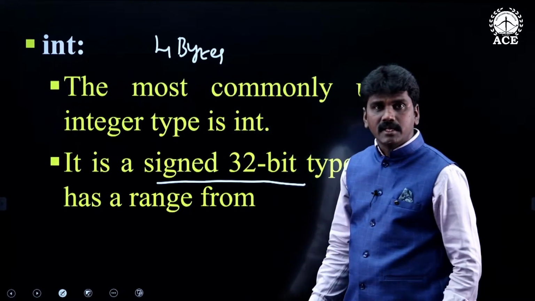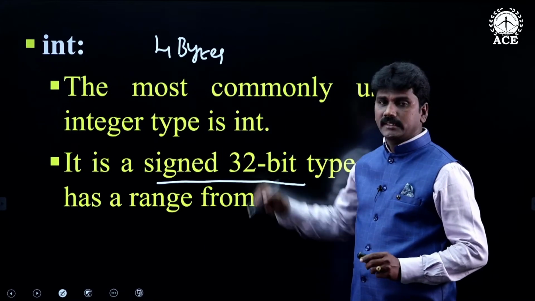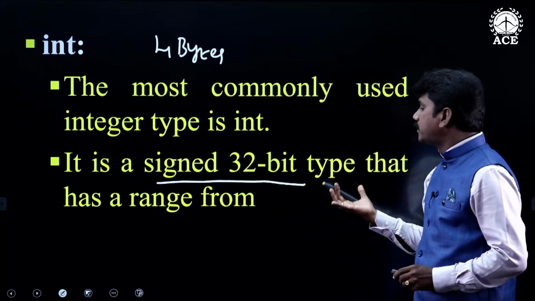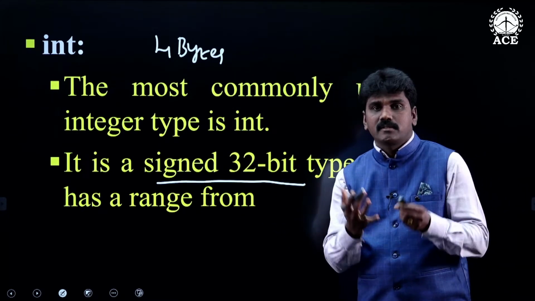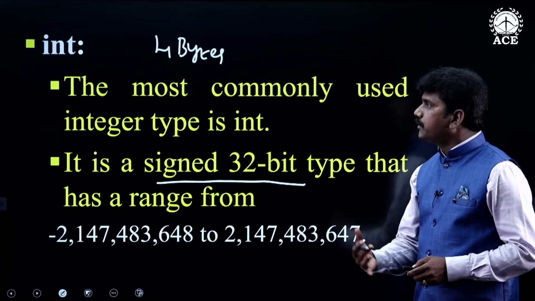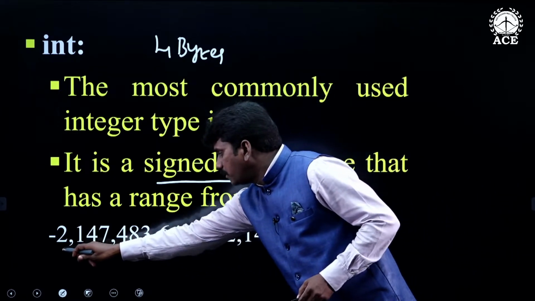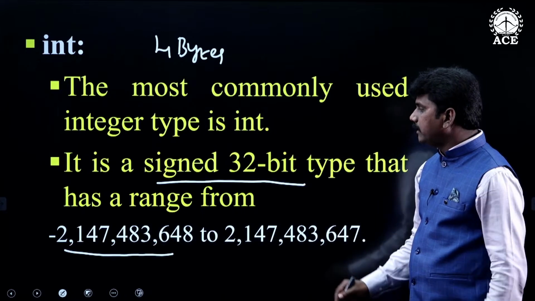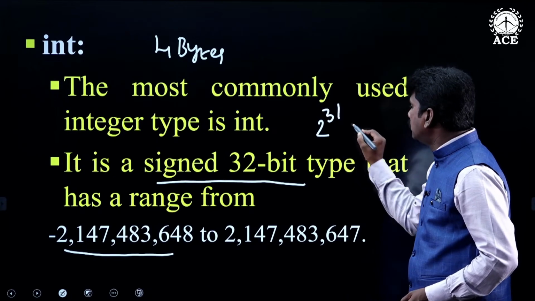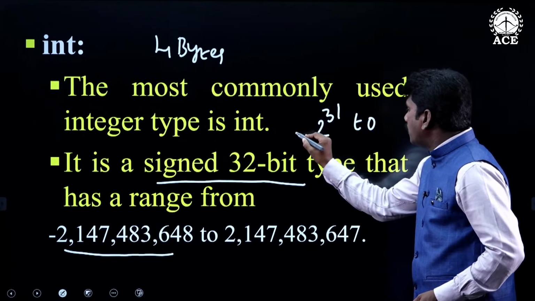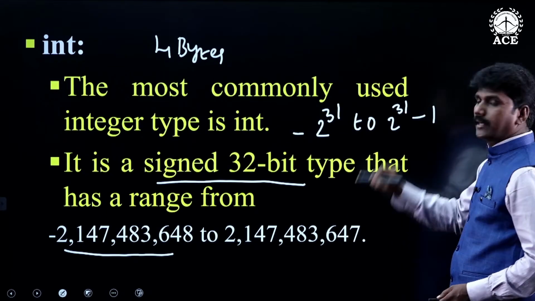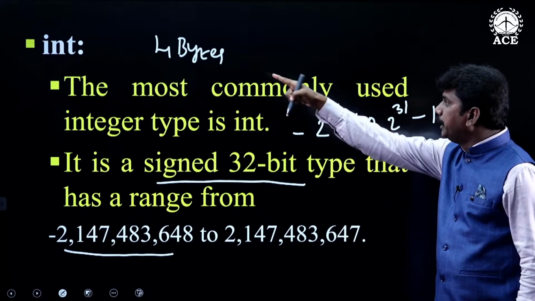What is the size of integer? If it is int, it is 4 bytes. So 4 bytes is nothing but 32-bit and it allows a signed 32-bit type. So signed 32-bit size values it is going to allow. Next, what is the range of this int? Simply, the range of integer is minus 2 to the power of 31 to 2 to the power of 31 minus 1. So this is the range of the int data type.